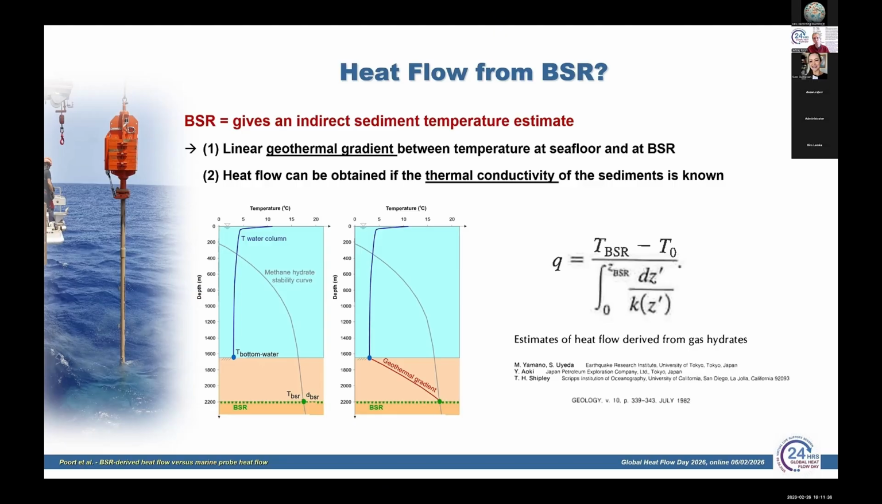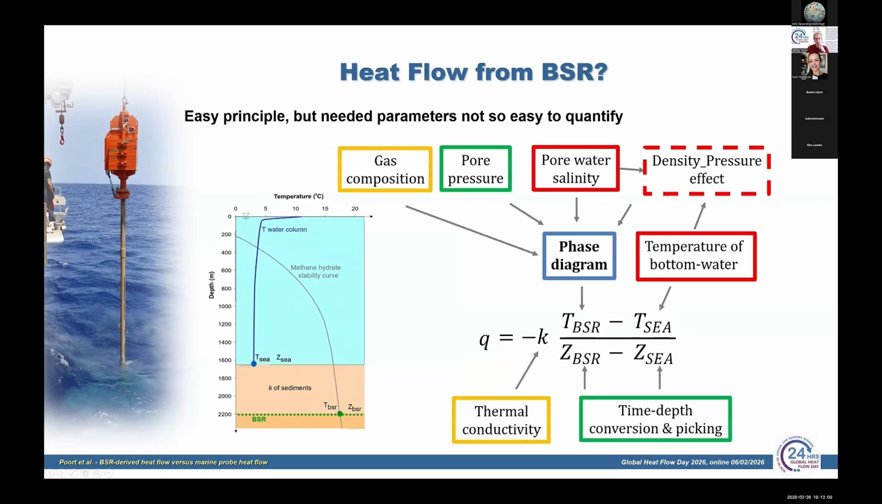To go to the heat flow, we also have to obtain the thermal conductivity in this area between the seafloor and the BSR. The first to propose using this as a heat flow estimate was the article by Yamano in 1982, and you see the equation that was used. It's an easy principle, but it's not so easy to quantify the different parameters that we need in order to get this estimate. This is what I will try to show in the next slides.